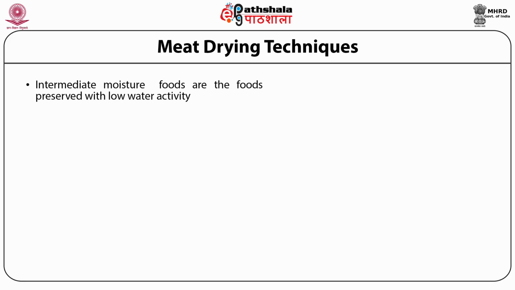Intermediate moisture foods are the foods with improved microbiological stability fabricated by reduced water activity, that is, adjusting moisture content, and by the presence of solutes.